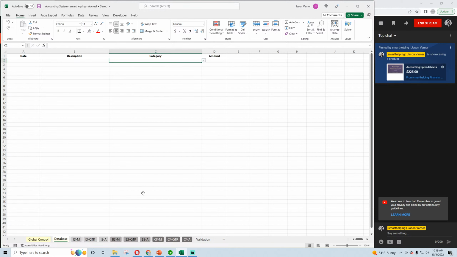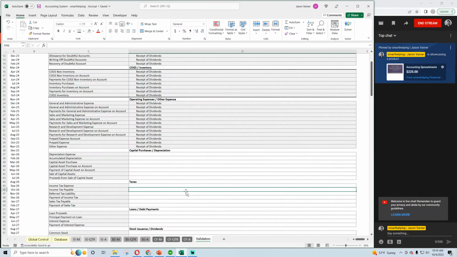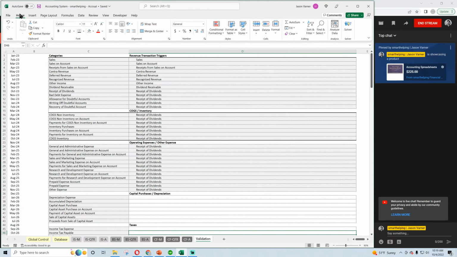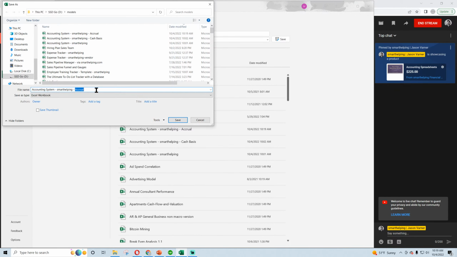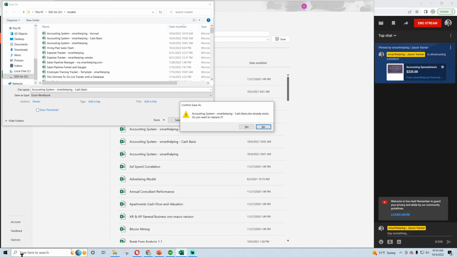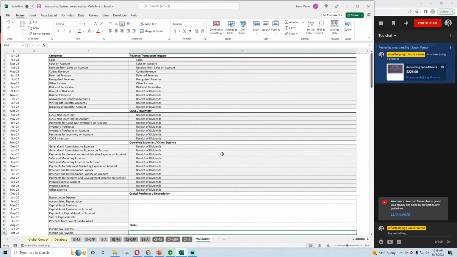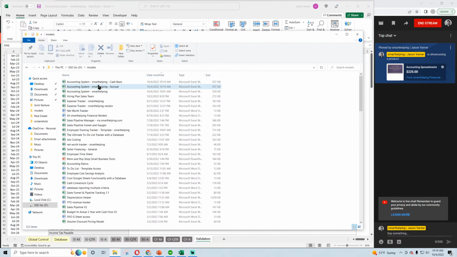All right, well, let's get into it now. Now that we have these labeled, we can go ahead and do the cash basis one. Don't want to redo work, so we'll overwrite that. Also pull back up the accrual.